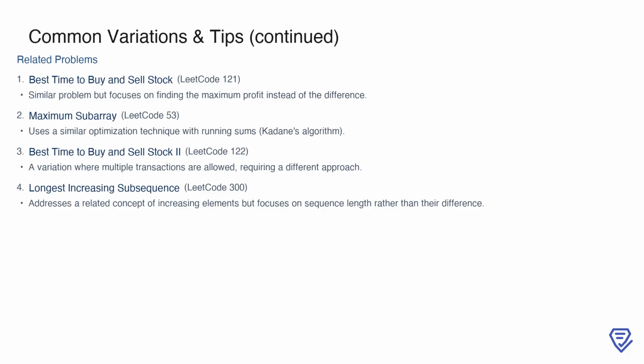Best time to buy and sell stock 2, LeetCode 122, introduces a variation where multiple transactions are allowed, requiring a different strategy to solve. Lastly, the longest increasing subsequence problem, LeetCode 300, deals with increasing elements as well, but the goal is to find the length of the longest sequence rather than the difference between values. Exploring these problems can deepen your understanding of optimization techniques and their applications.